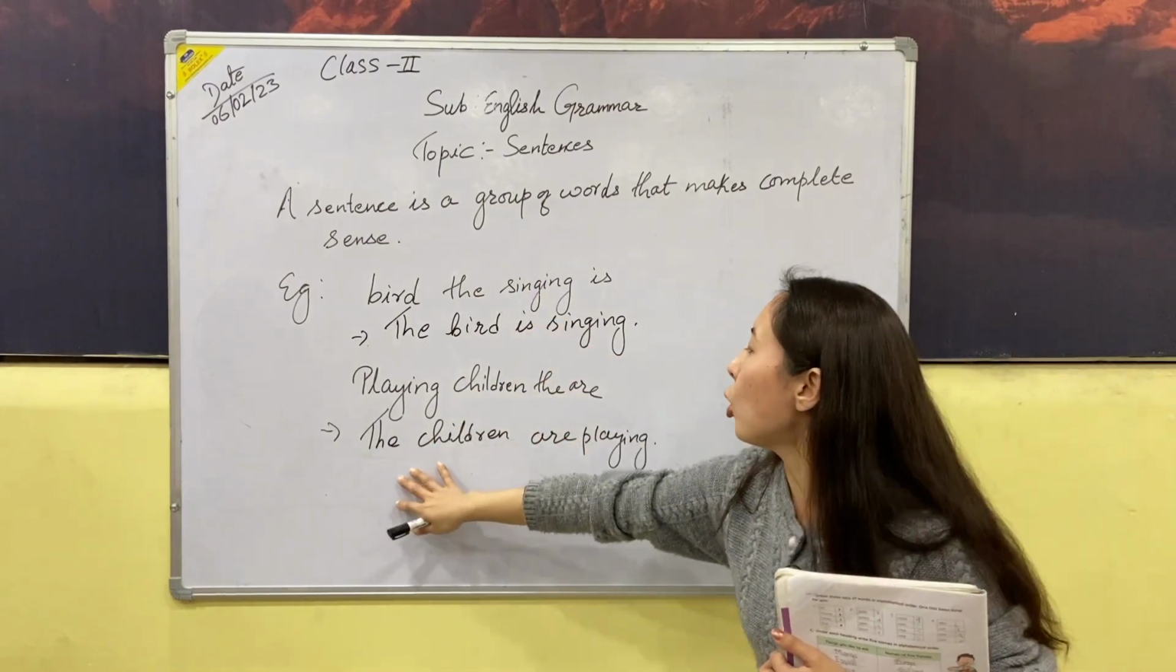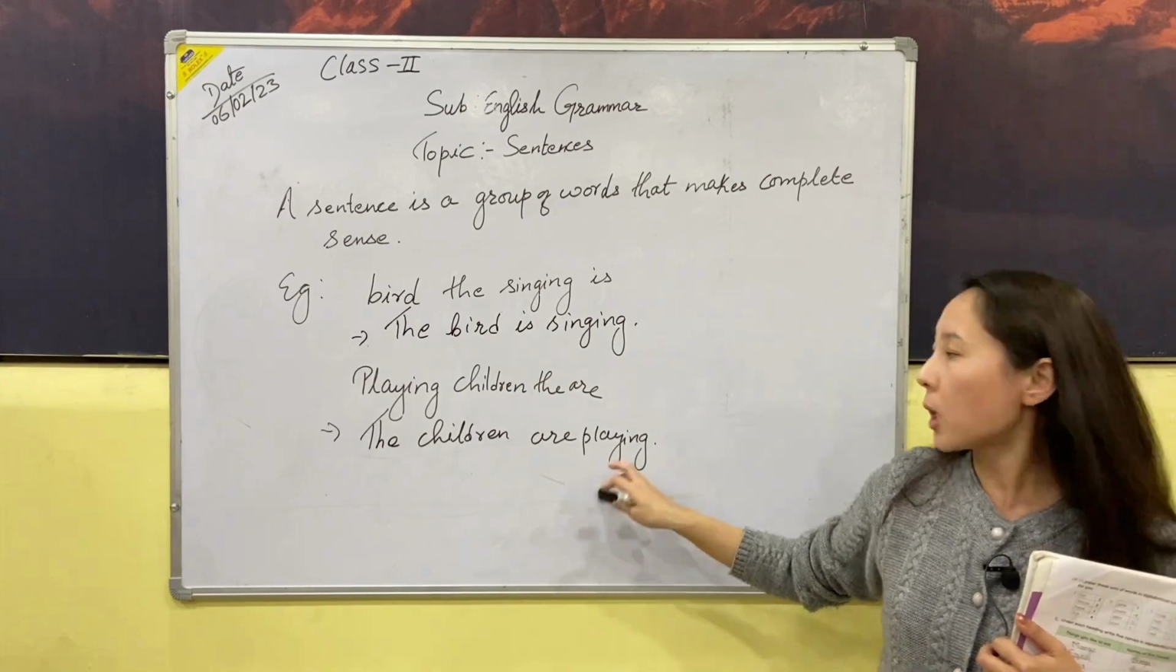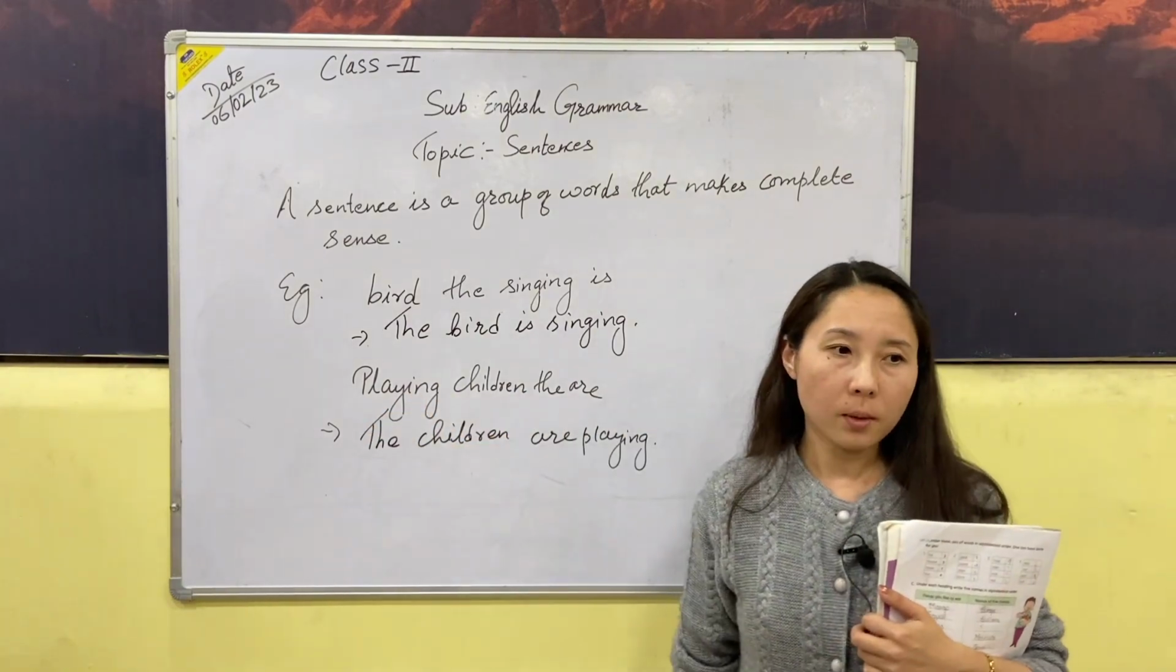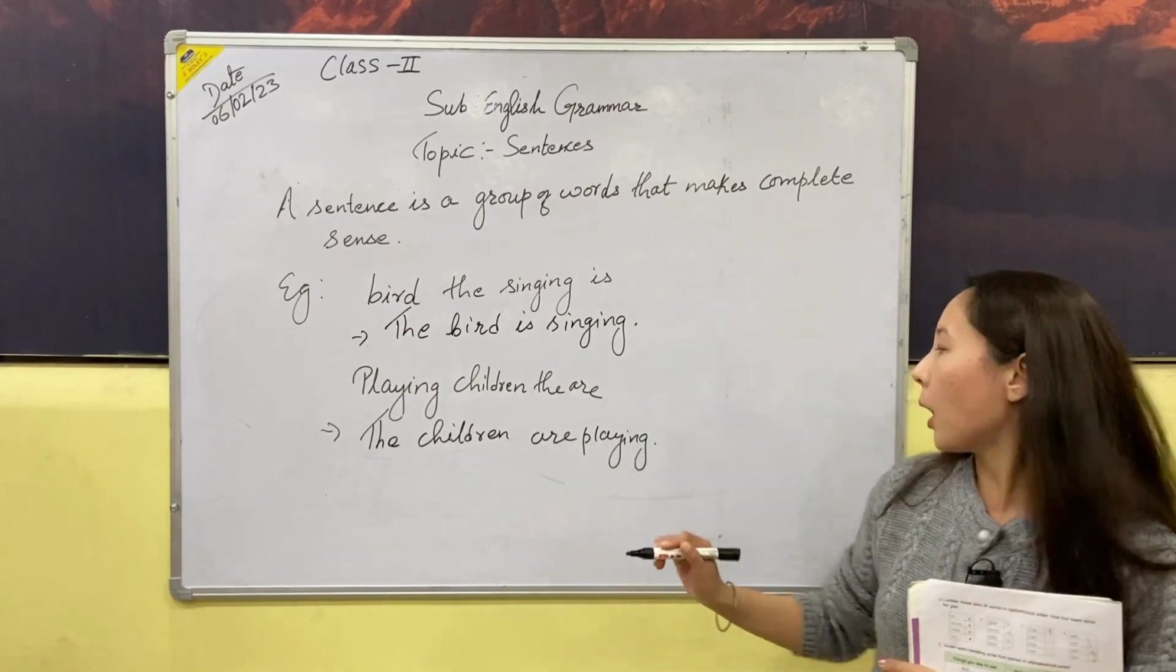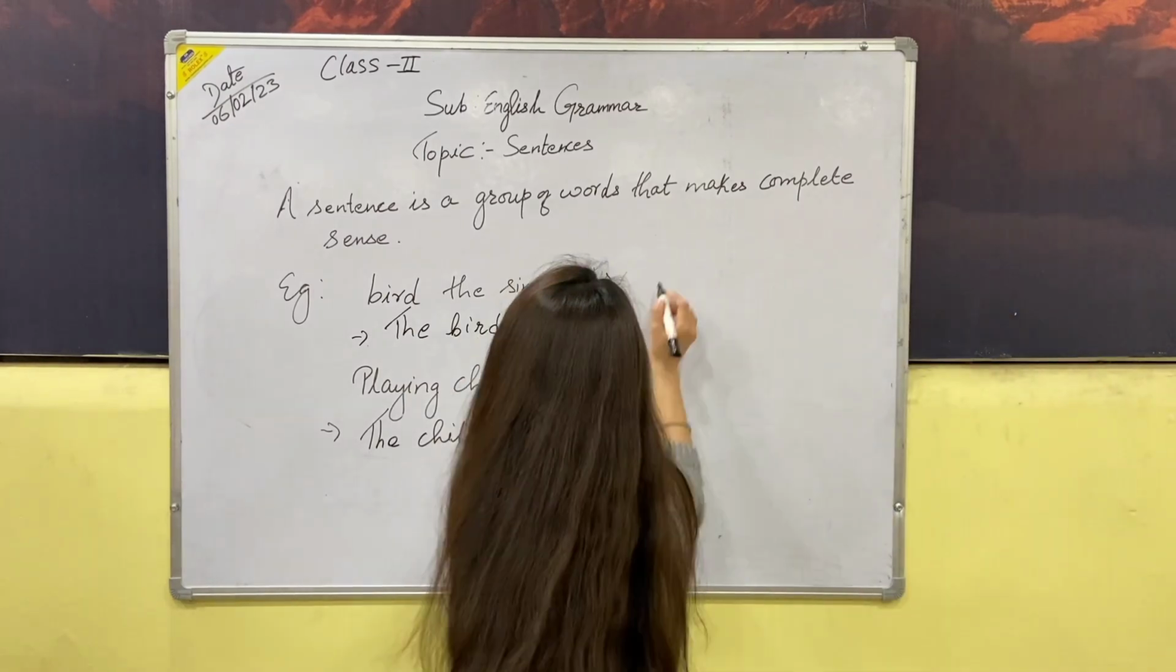A sentence is a group of words that makes a complete sense. It is a group of words, and that has some meaning. Okay, now we'll go to the types of sentences.